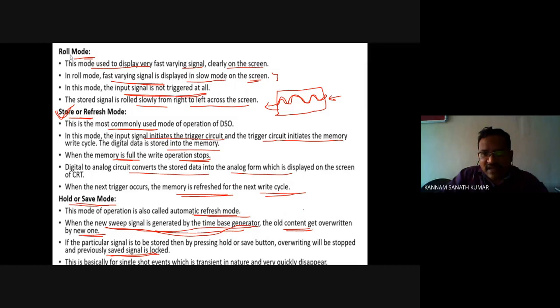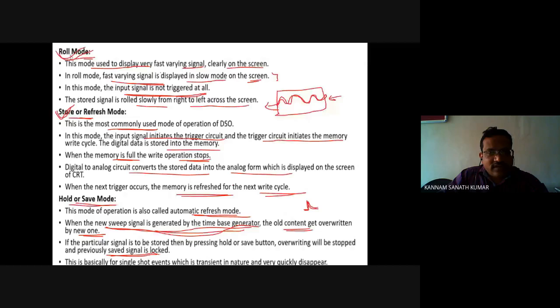Transient in nature means it's like a spike. Suppose you want to see a spike waveform, so you can use this hold and save mode. Okay, so in summary, I can say that roll mode means we can see fast varying signals slowly. It will show slowly, and we can find out whatever the parameters are.